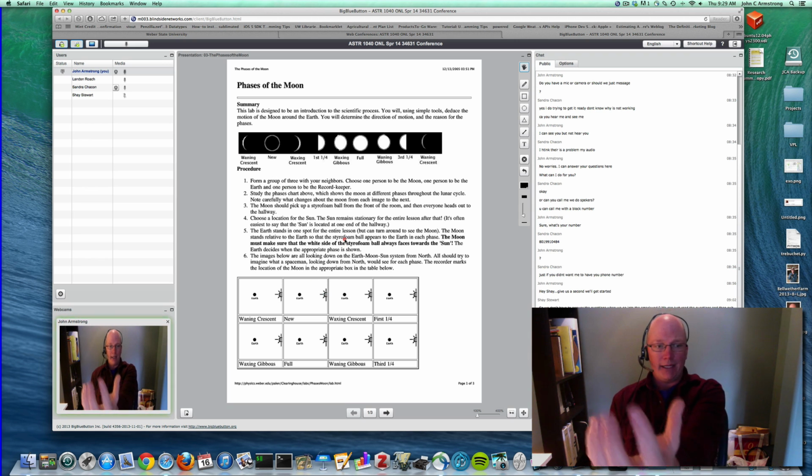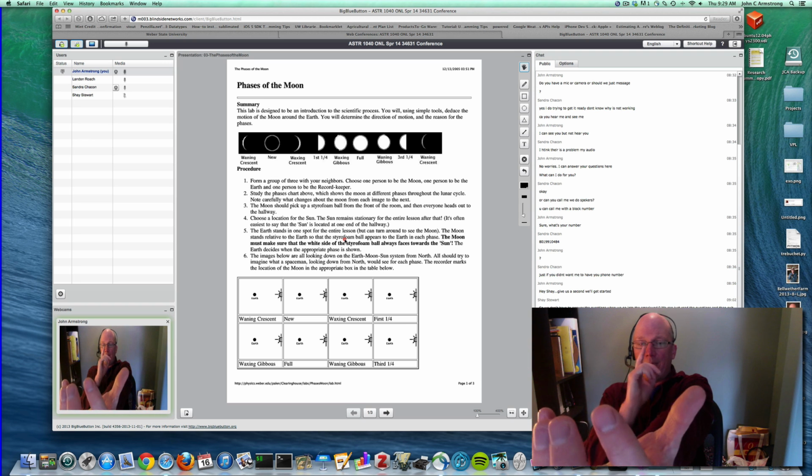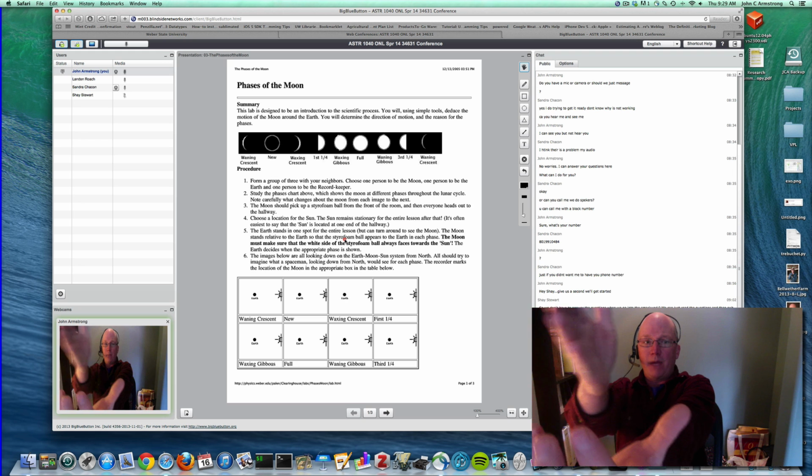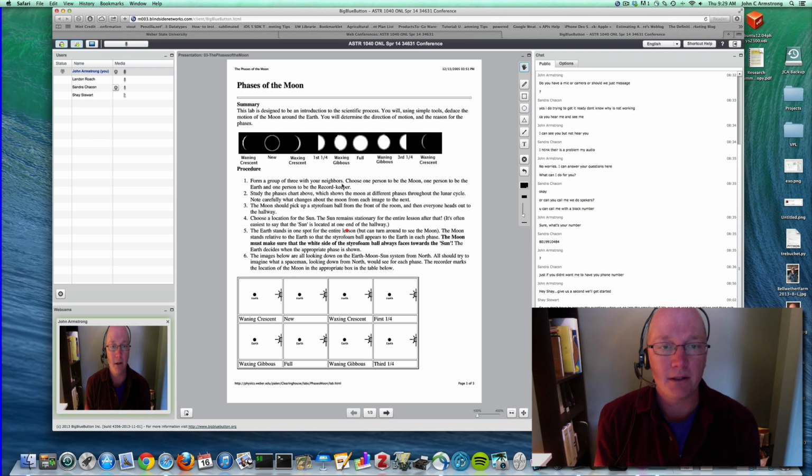If I hold out my hand like this, the moon is directly in front of me, and I'm looking directly at the moon. I can see that from my perspective, the right-hand side of the moon is lit. And if the right-hand side of the moon is lit from my perspective on the Earth, I can go up here and discover that that is the first quarter, because the right-hand side of the moon is lit.